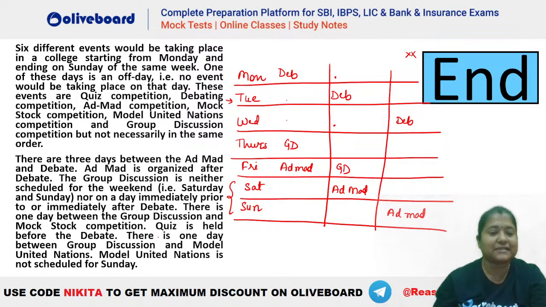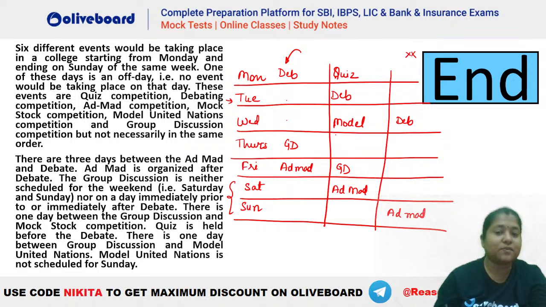Okay, after that, let's see what is given. Quiz is before the debate. So that means debate cannot be the first one. So that means second will be the right one. So quiz is before debate will be like this. Right? After that, there is 1 day between GD and Model United Nations. And it is given Model United Nations is not on Sunday. So that means Model United has to be this one. Okay, this will be your model.